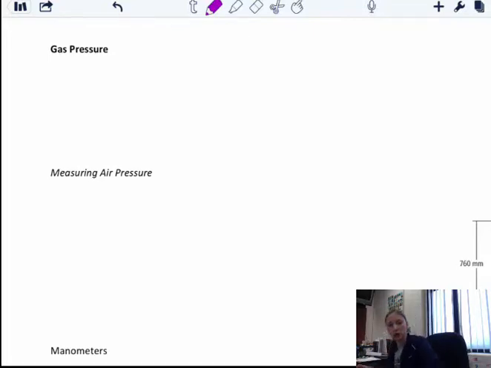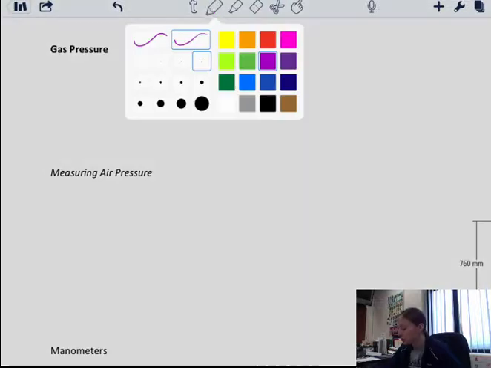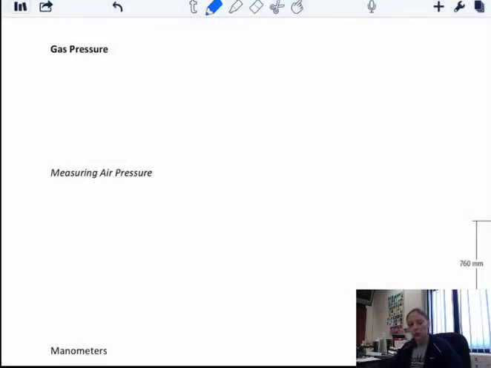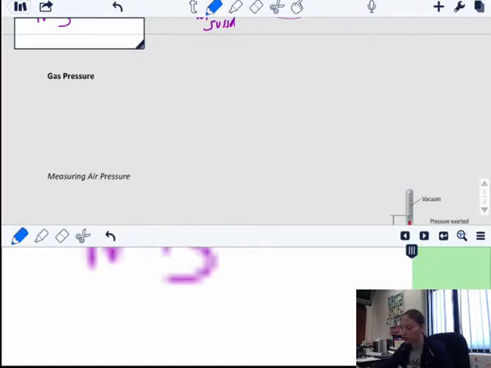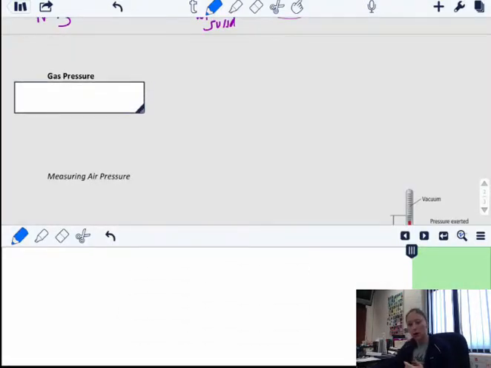Okay, the next part we're going to look at is gases and gas pressure. Pressure is a force per unit area. Gases exert pressure on any surface they collide with. So anything it collides with, whether it's a container or another molecule or whatever, they exert what we call pressure, which is just so much force, or so much push, per a certain area.